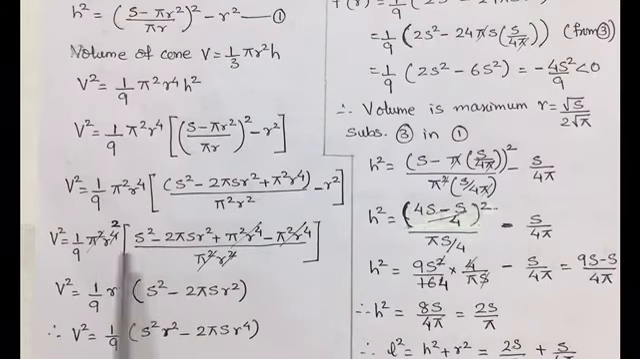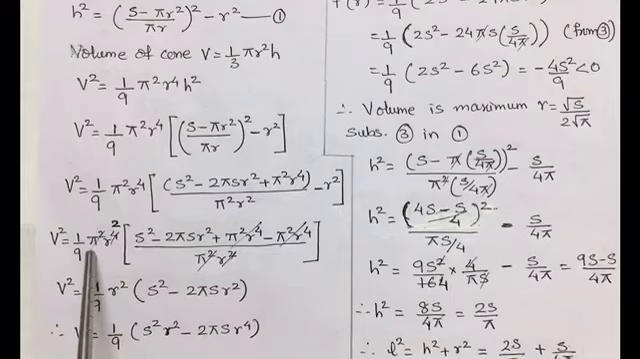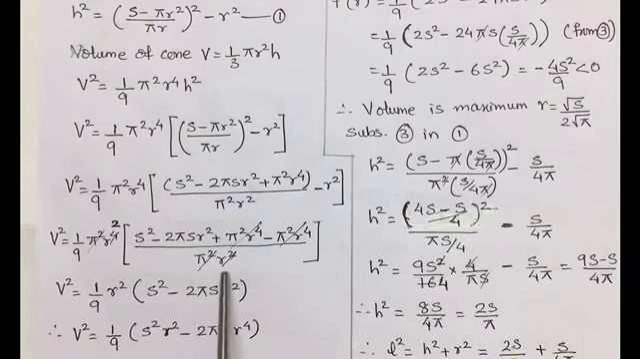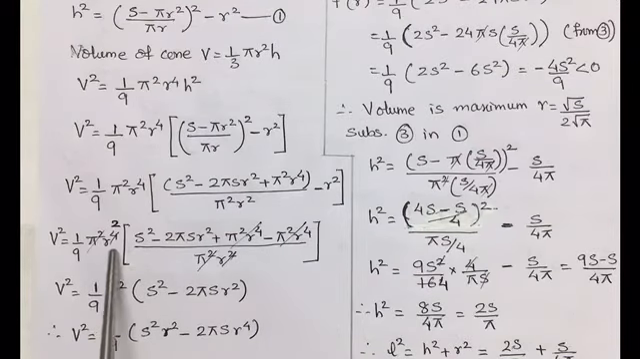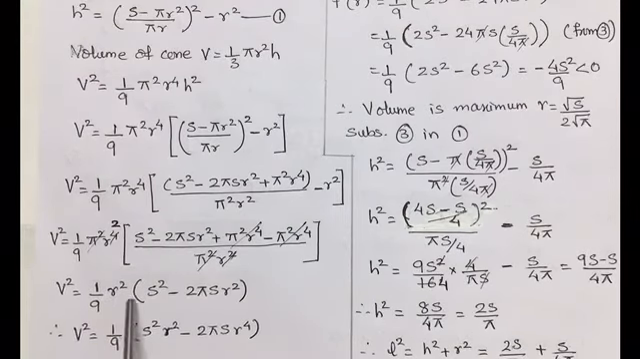Here also the cancellation is taking place. Pi square got cancelled. R raised to 2 and R raised to 4 gets cancelled to 2. So outside remains 1 by 9 R square. Inside the bracket, after the cancellation, we get S square minus 2 pi S R square. Here S is constant, that is the surface area.